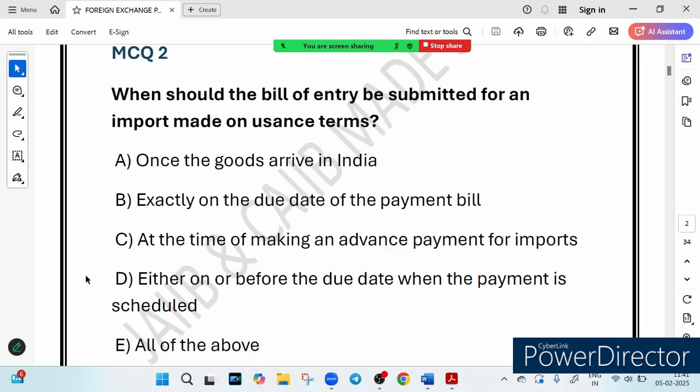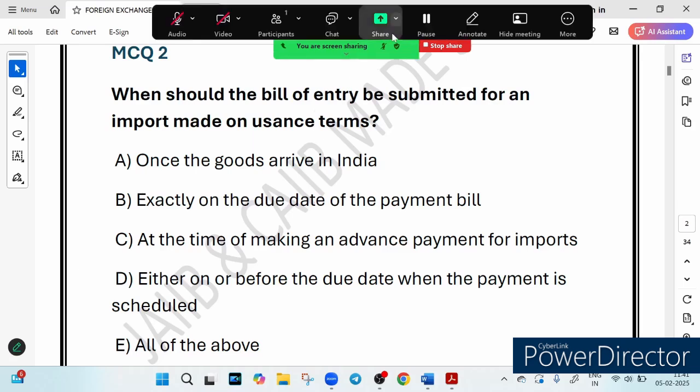So this question is about bill of entry. Option A says once the goods arrive in India. Option B, exactly on the due date of payment bill. Option C, at the time of making an advance payment for import. Option D, either on or before the due date when the payment is scheduled. Option E, all of the above. So very good question it is.